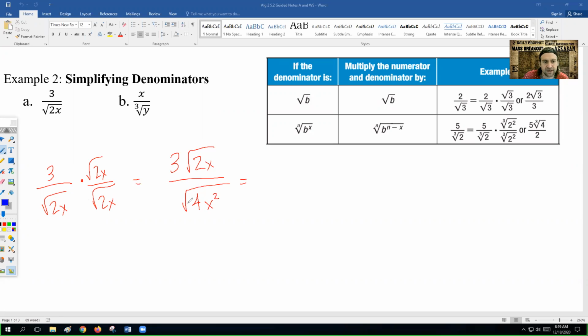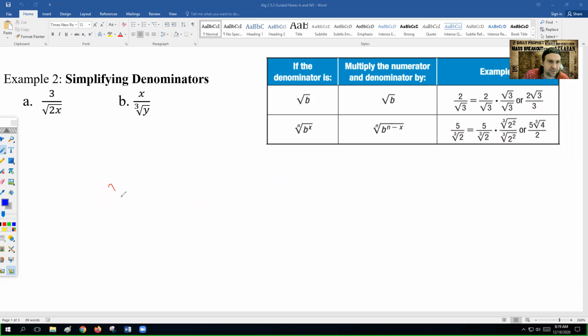And how does that simplify here? Well, the bottom here, square root of 4 is 2. The square root of x squared is x. So the answer becomes 3 radical 2x over 2x, and that's proper. You never ever want to have a radical in the denominator.